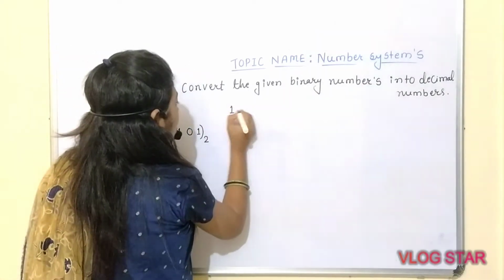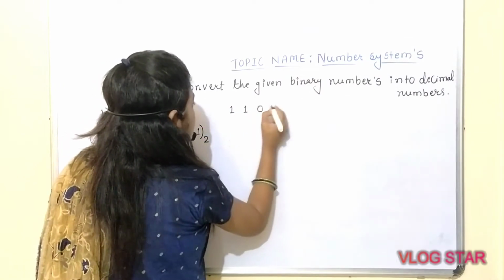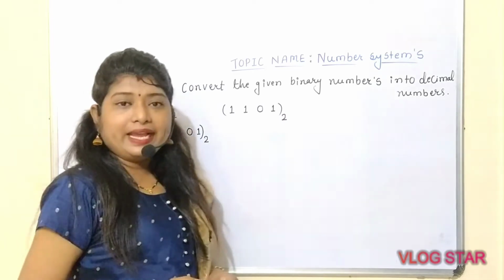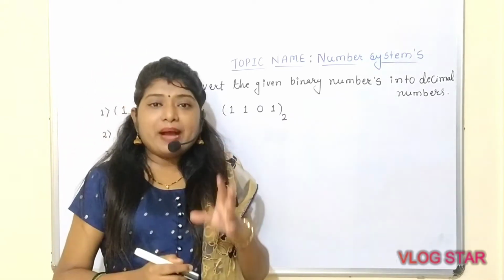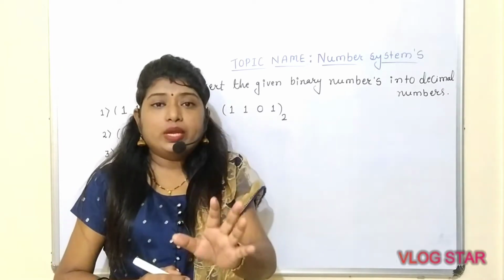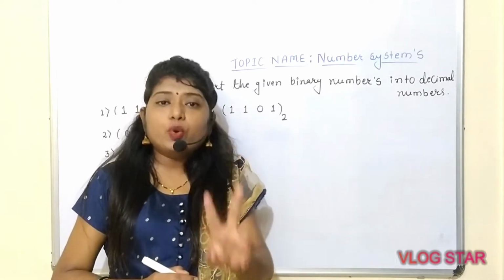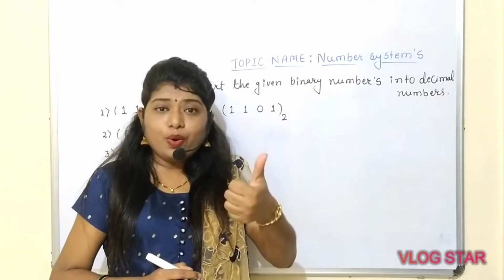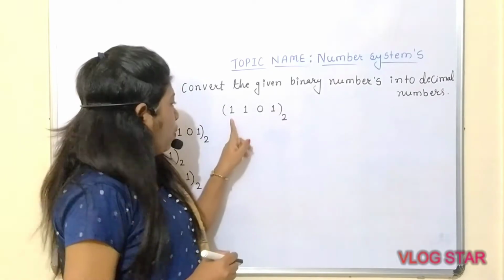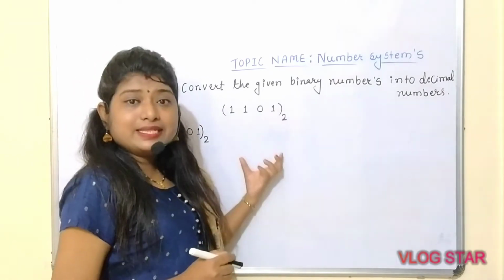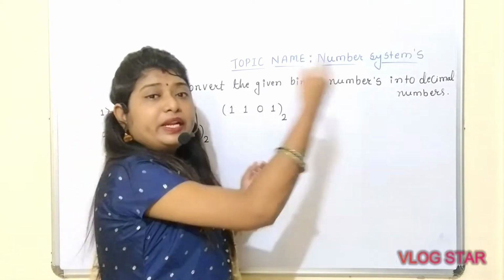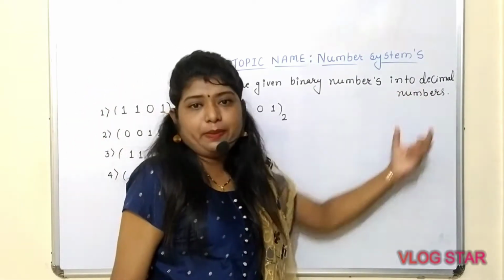What is given? 1, 1, 0, 1 and it is in binary. As I told you, in binary the base is always 2. It means that there will be only two possibilities, either 0 or 1. So here if you observe carefully, 1101, this is the given binary number. We have to convert this particular number into decimal number.